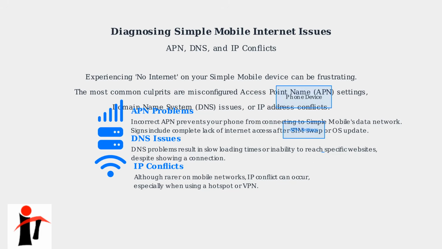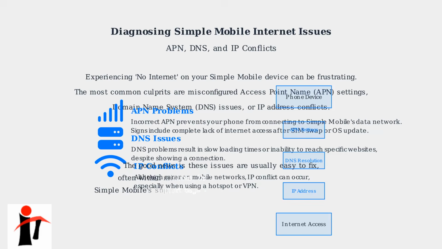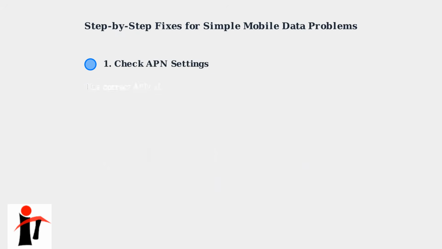Here's a diagram illustrating the relationship between these settings in mobile internet connectivity. The good news is these issues are usually easy to fix, often within minutes, by following troubleshooting steps. Simple Mobile's support page and app have diagnostic tools to assist. Now let's get your Simple Mobile internet working again.